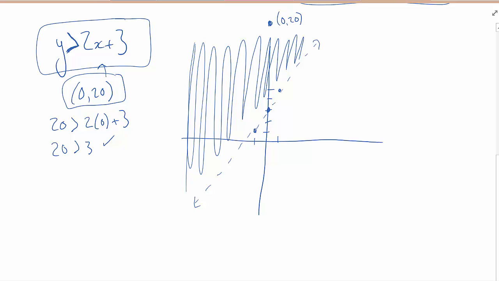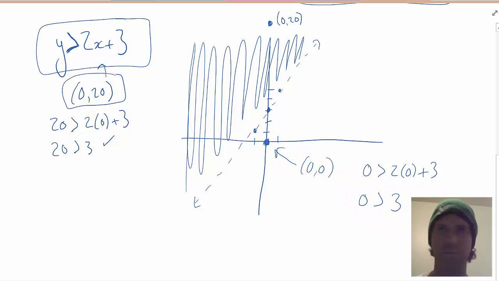This was an example of a test point to determine which side of the line needs to be shaded. What you do is you pick a point that is not on the line and you test it in the original inequality. To be honest, usually I will use (0, 0) and not (0, 20). (0, 0) is quite easy to use. We just substitute that in like we had before. 0 greater than 2 times 0 plus 3. This gives us 0 is greater than 3.